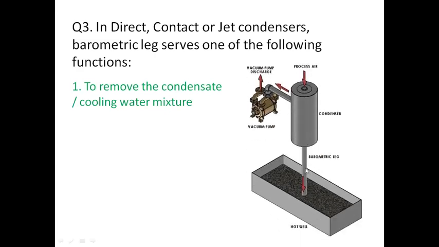You can see here this is a condenser and this is a barometric leg, and to this condenser the liquid is collected here, and this barometric leg is used to remove the condensate or cooling water mixture.